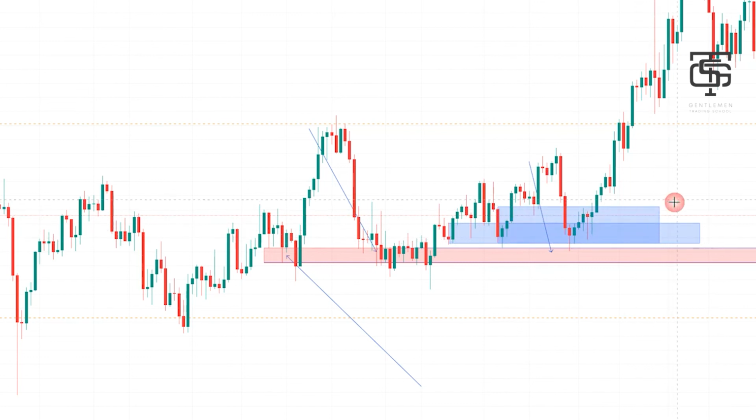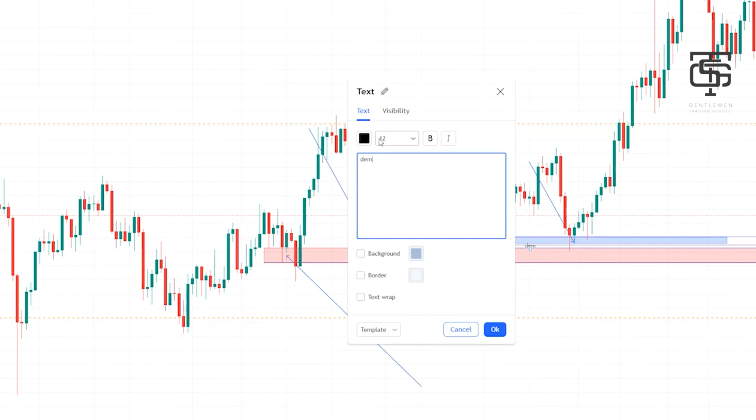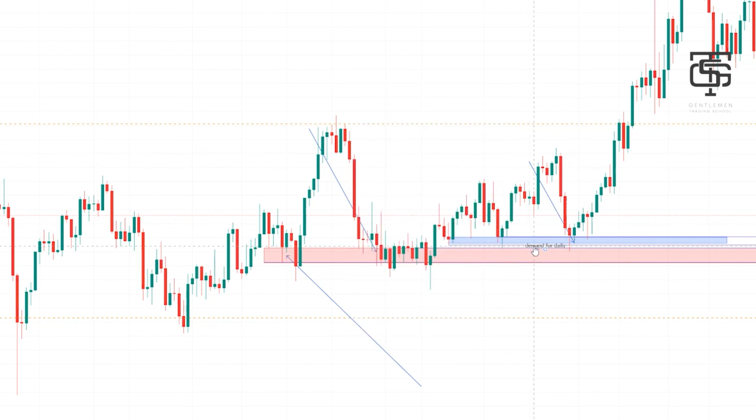So remember what I did earlier. Put a line on the low of engulfing 1, and then put another line on the opening of engulfing number 2. So we have a zone that is smaller, which is more precise as well. As you can see, price rejected right into our blue zone, which is what we're going to call our demand zone for daily, right? So this is it for the daily time frame.